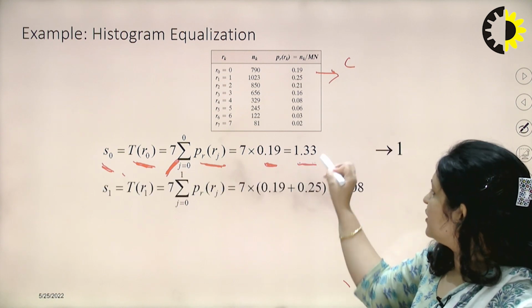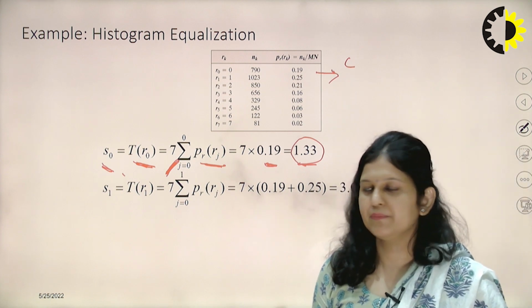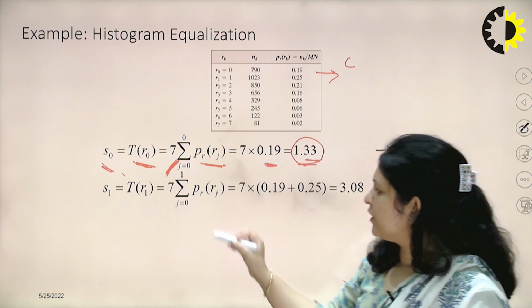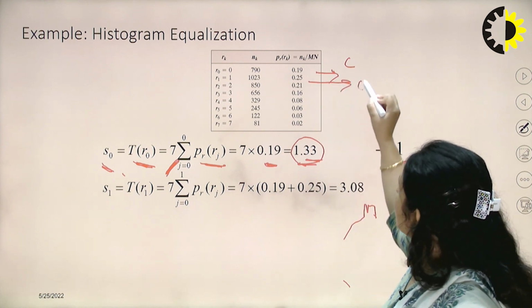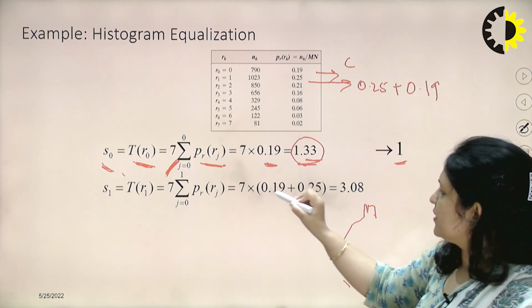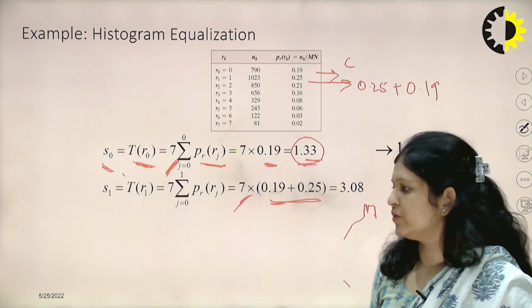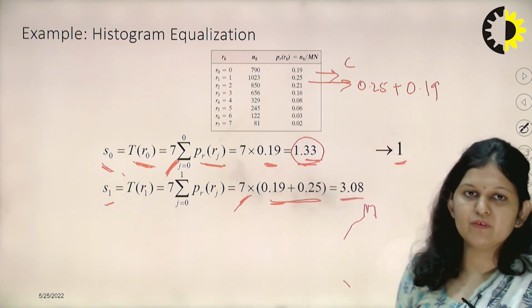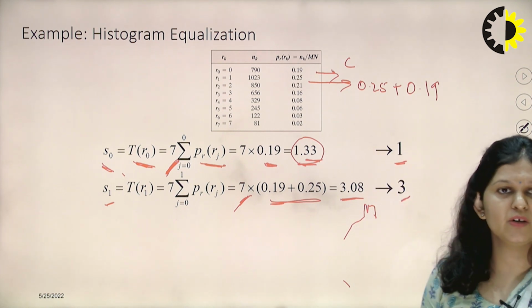Now if we round this off, we will get it equal to 1, because we know the intensity values always take a whole number. They cannot have a decimal part. Then S1 would be equal to the summation. Now at this level what we will do is 0.25 plus the previous one, 0.19. This would be summed and multiplied with the maximum intensity value 7. So we will get S1. This will be the output that we will get, 3.08. If we round off, we get it equal to 3.